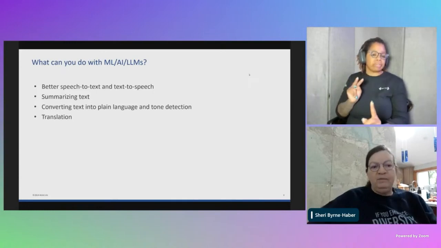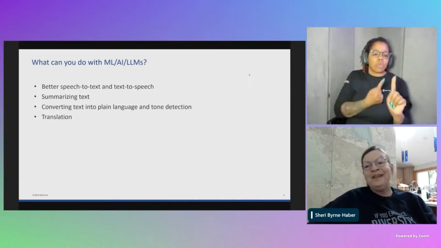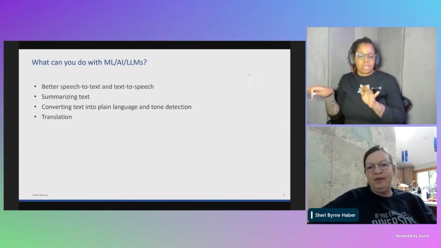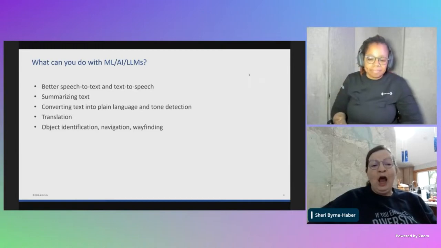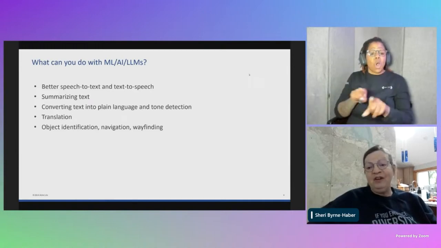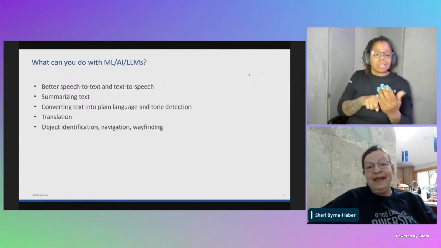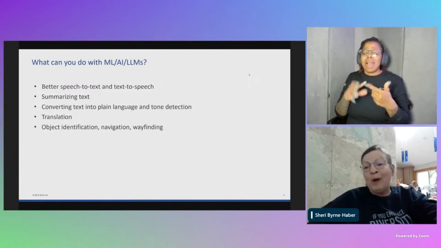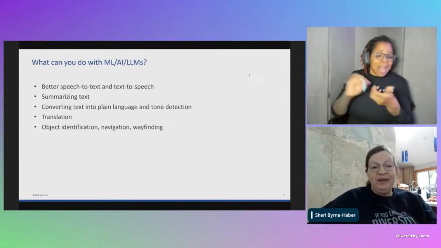And then obviously language translation, going from one language to another language in context, is something that LLMs are very good at. Okay? It's very good at object identification, navigation, and wayfinding. So it can tell you what an object is. It can tell you how to navigate around the object. How far is it in front of you? How big it is.